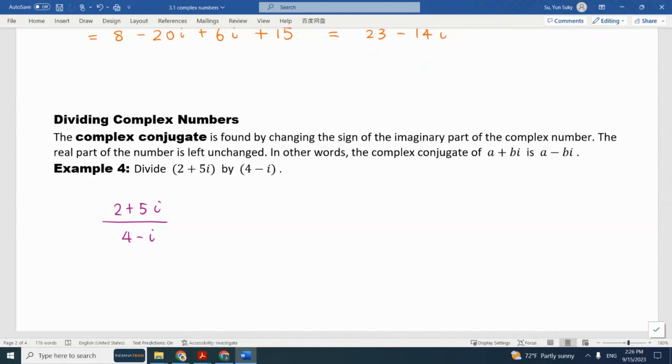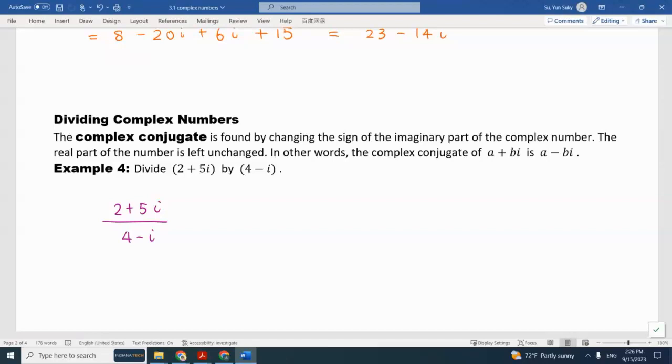So the real part is still the same. In other words, the complex conjugate of a plus bi is a minus bi. Okay? So far, so good. That's the complex conjugate. Have you heard of conjugate before? Okay, no. All right. So for the complex conjugate, the real part stays the same and the imaginary part flips the sign.